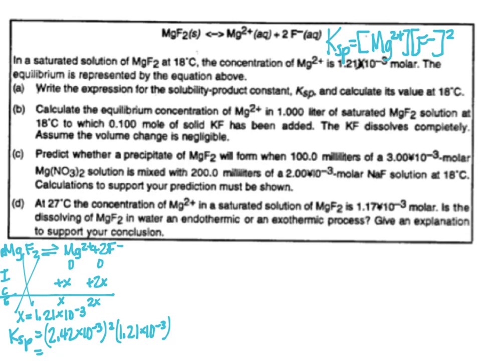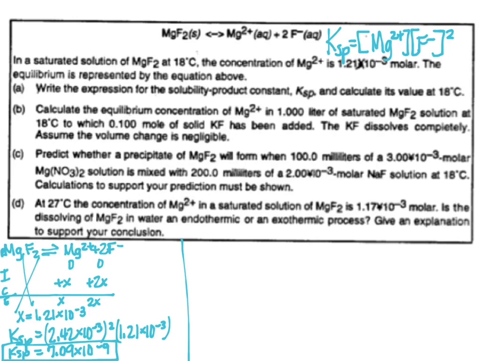Temperature right now, it tells us it's still at 18. So right now we're still at the same. We haven't changed. Did you get 7.09 times 10 to the negative 9? So that is Ksp. That is your second point. Everybody good with that?